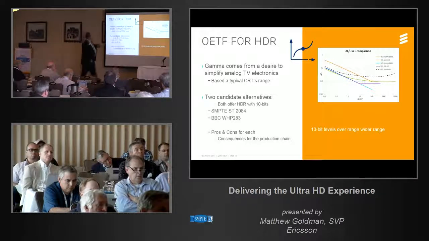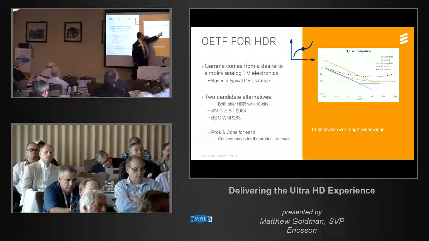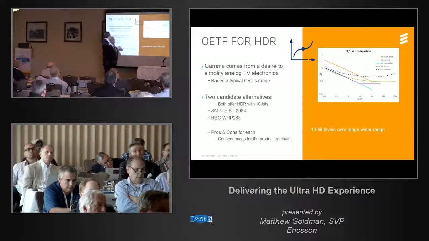There's a couple of curves that are out there. There's SMPTE 2084, which is a perceptual quantizer curve, which is this green. And there's another curve that's been proposed by the BBC, which I guess they're calling WHP 283. I don't know what that stands for, but sorry, guys.